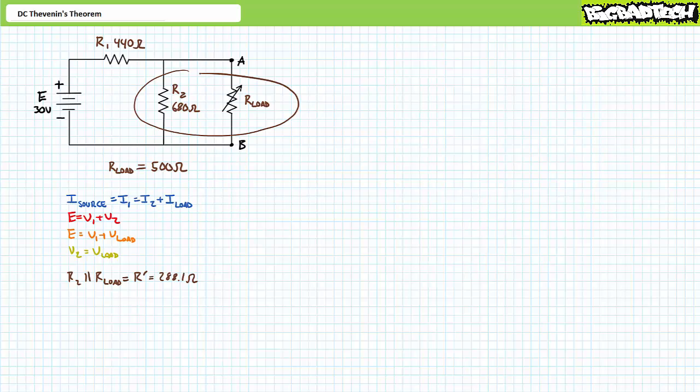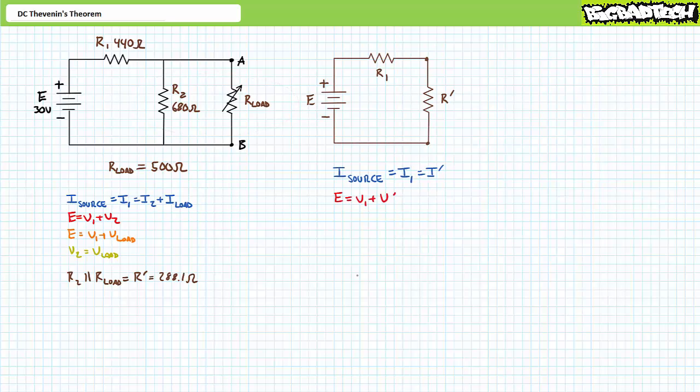These analyses imply that R2 is perfectly in parallel with R load, a simplification I'm calling R single prime, where R single prime has a value of 288.1 ohms. R single prime is perfectly in series with R1. An application of Kirchhoff's current law to the pure series simplification demonstrates that I source equals I1, which equals I single prime. An application of Kirchhoff's voltage law for the pure series simplification demonstrates that E equals V1 plus V double prime. An application of the voltage divider rule, solving for unknown voltage V single prime, demonstrates that V single prime is 11.9 volts. R single prime is a parallel combination of R2 and R load.